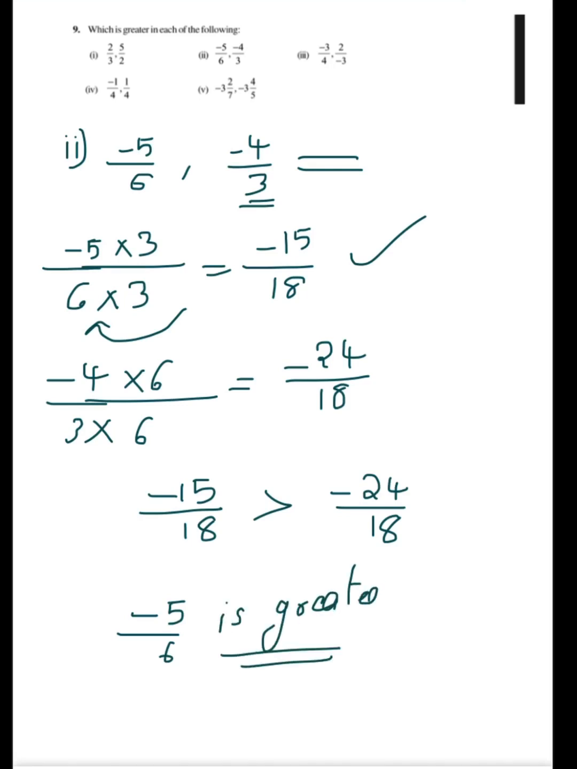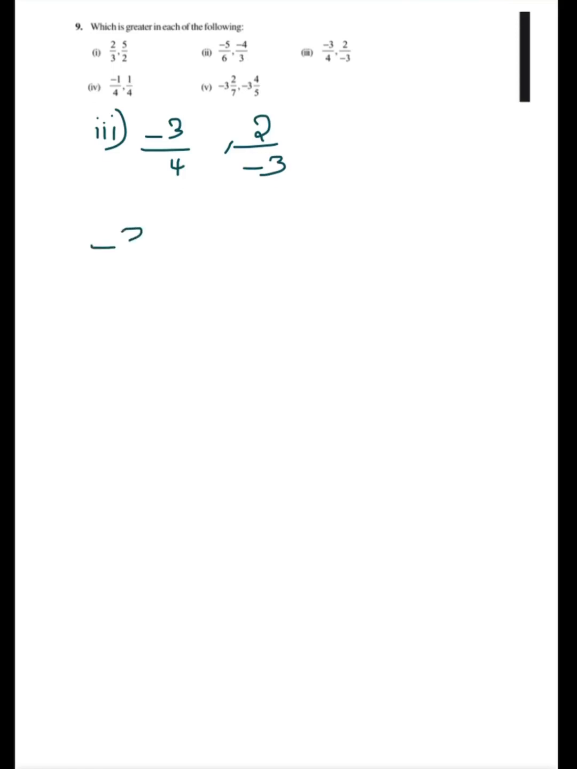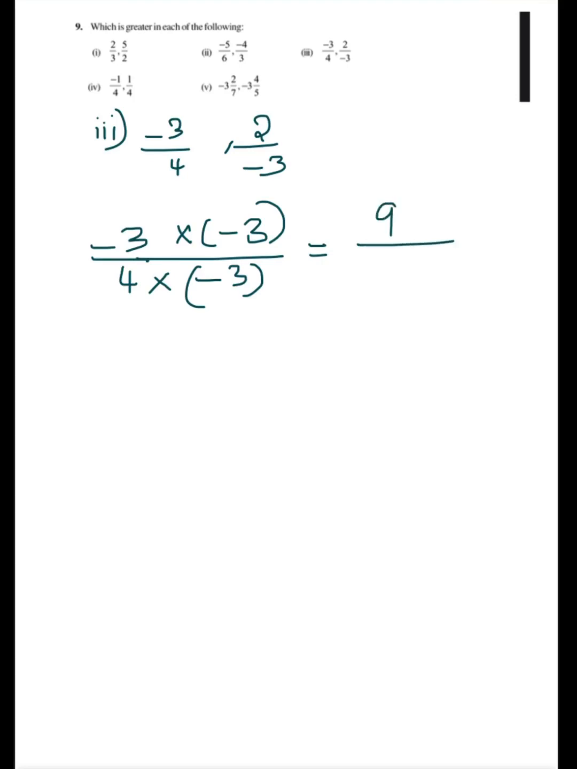Now let's see the third question. So this is our third question, minus 3 by 4 and 2 by minus 3. So the first number is minus 3 by 4. In order to make the denominators the same, let's multiply with the denominator of the second, that is minus 3. So I am taking minus 3 here, both sides. Then what will you get? Minus 3 into minus 3 is 9, divided by what is 4 into minus 3?